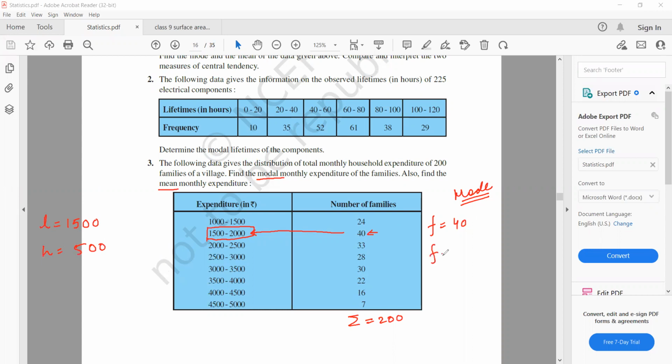Now F1, the frequency of the just preceding class. So preceding class is this one? The frequency is 24. F2 is the frequency of the just next following class. That means this class. So the frequency is 33. That's it. Now put everything in the formula and solve.